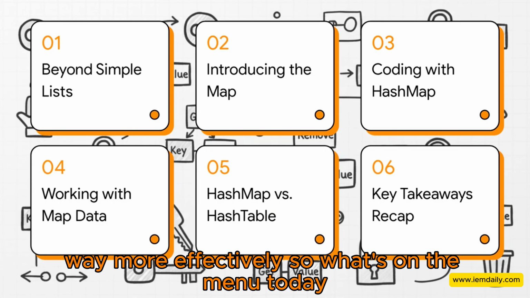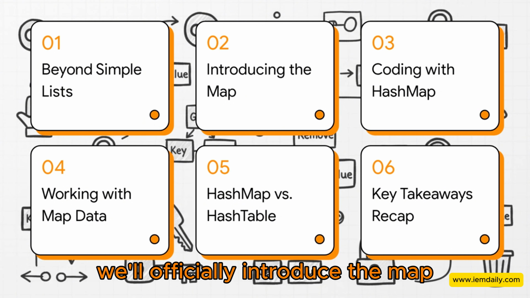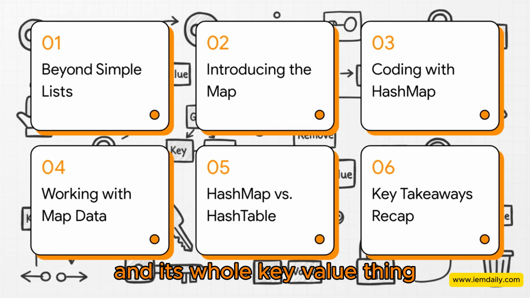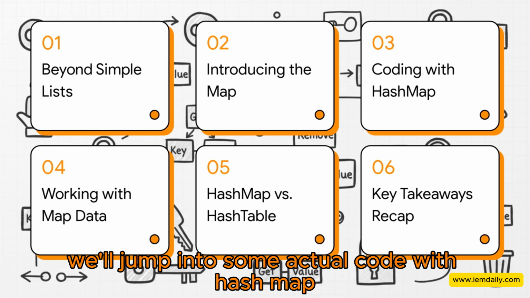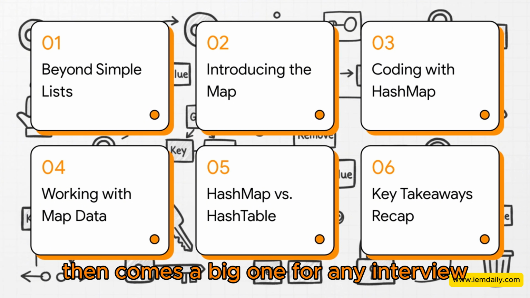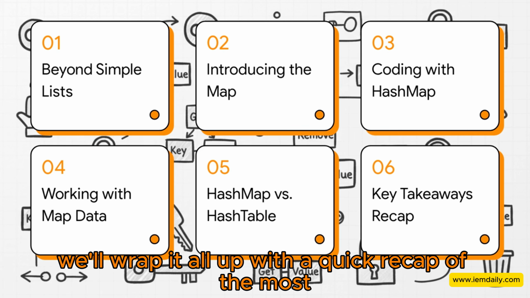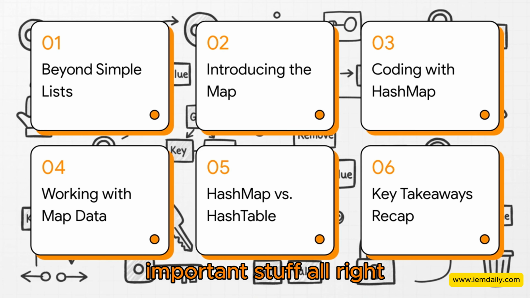So, what's on the menu today? First up, we'll talk about why simple lists just don't cut it sometimes. Then, we'll officially introduce the map and its whole key value thing. After that, we'll jump into some actual code with HashMap. We'll also see how to mess with the data inside a map. Then comes a big one for any interview, HashMap versus Hashtable. And finally, we'll wrap it all up with a quick recap of the most important stuff.